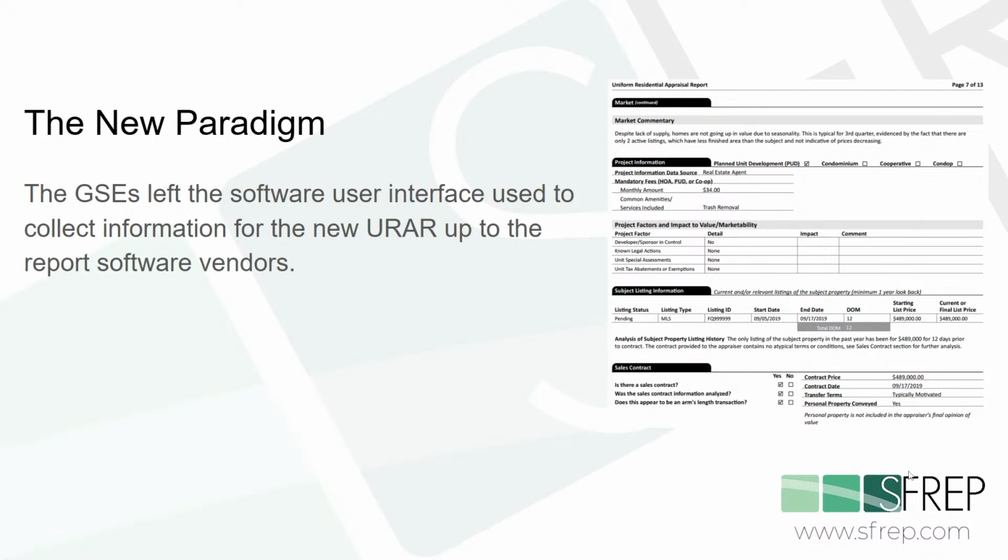Now, this is a new paradigm because the interface that's used to collect the information is going to be different depending upon which software you're using. The GSEs focused on the end product, both the PDF version of it, which you see here, and the XML version, which is what the computers and the servers are going to use to process and make decisions. And the upside of this is that for the end user, whether that is the lender, the AMC, but specifically the borrower and the seller, they're going to get a report back that they can read and that makes sense.